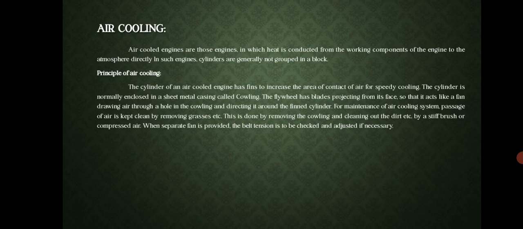For maintenance of the air cooling system, the passage of air is kept clean by removing grasses, etc. This is done by removing the cowling and cleaning out the dirt by a stiff brush or compressed air. When a separate fan is provided, the belt tension is to be checked and adjusted if necessary.